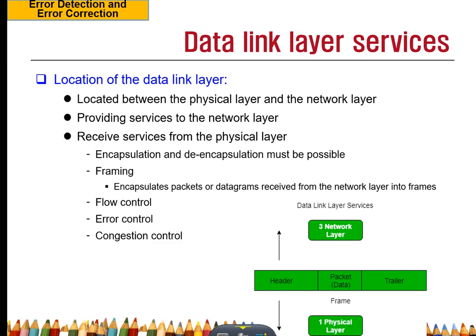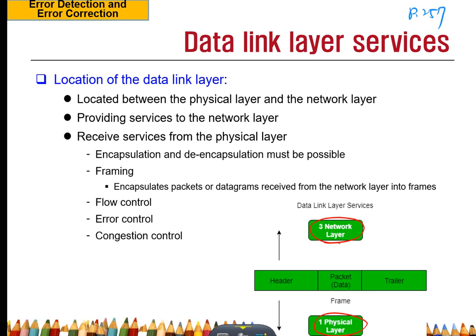Let's look at the error detection and error correction at the data link layer. You may refer to the book on page 257, where you can see the error detection and correction methods in the data link layer. The data link layer is located between the network layer and the physical layer.